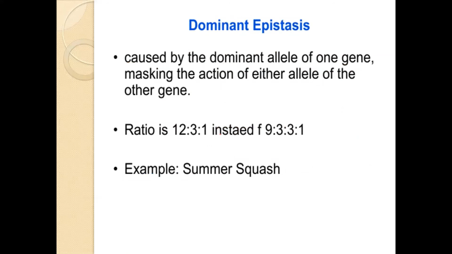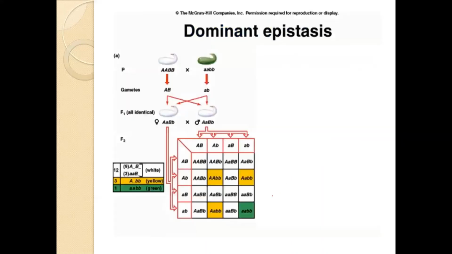Now we come to dominant epistasis, which is caused by the dominant allele of one gene masking the action of either allele of the other gene. The ratio is 12:3:1 instead of 9:3:3:1. So the 9 and 3 are combined with each other and produce 12. The example is summer squash. When A and B both are dominant, it produces the white phenotype. When both are recessive, it produces the green phenotype.